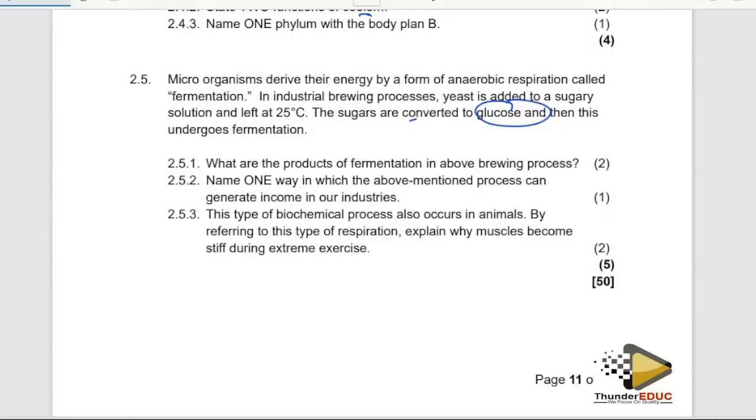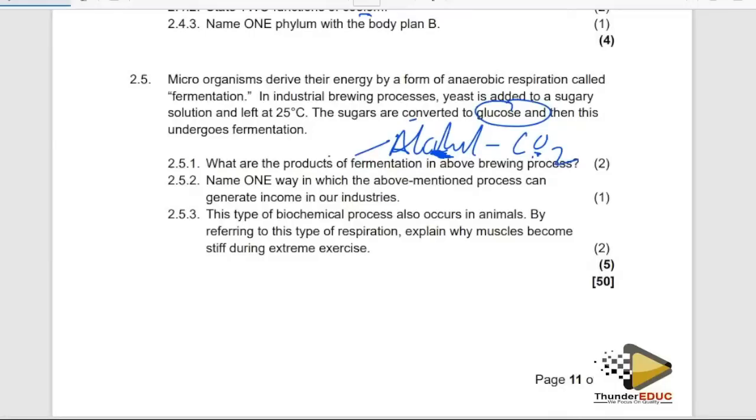Basically, if it is plants, it's going to be alcohol and carbon dioxide. People who are doing this brewing, you know what I'm talking about. When they are doing it, you'll see that they produce alcohol and carbon dioxide. You see those bubbles rising.